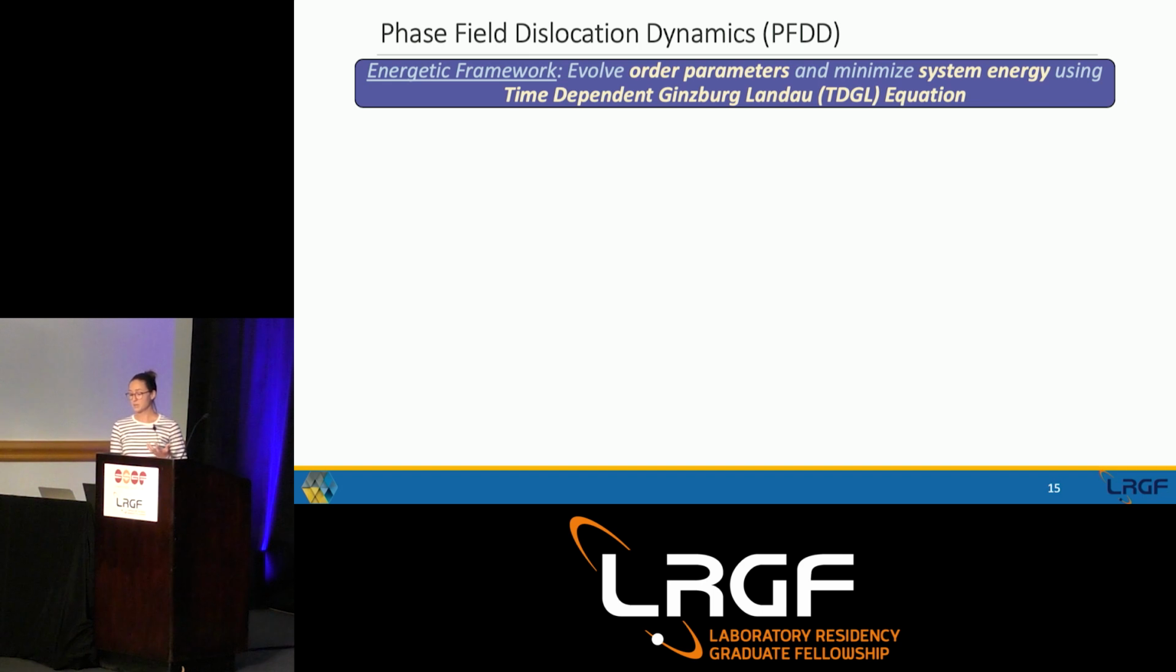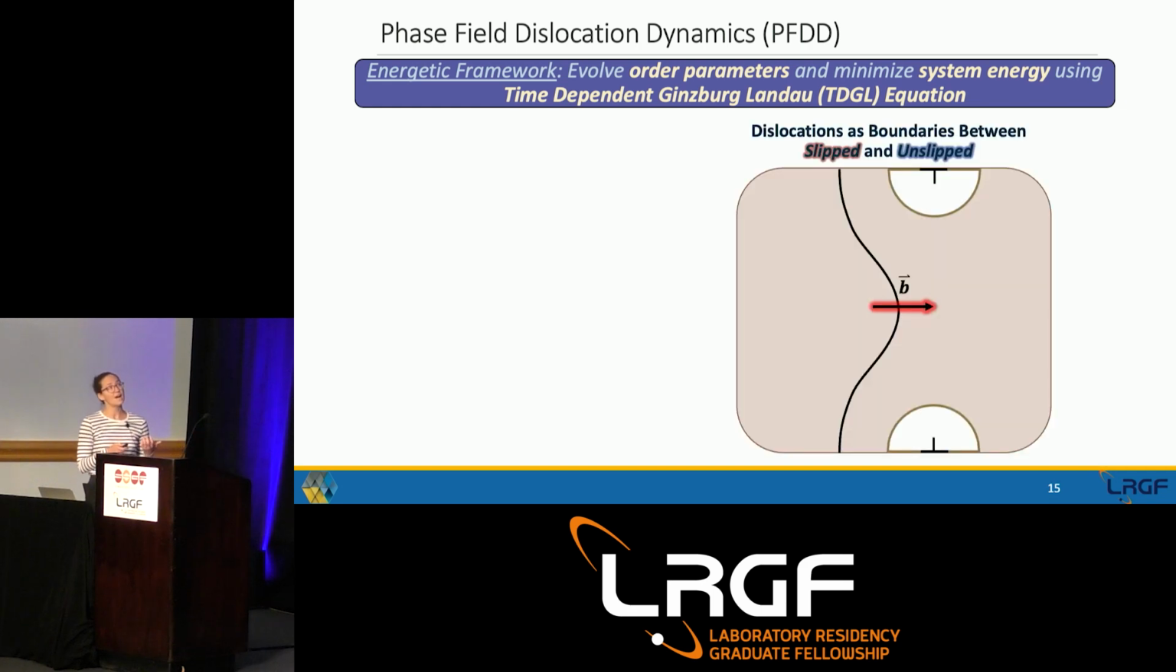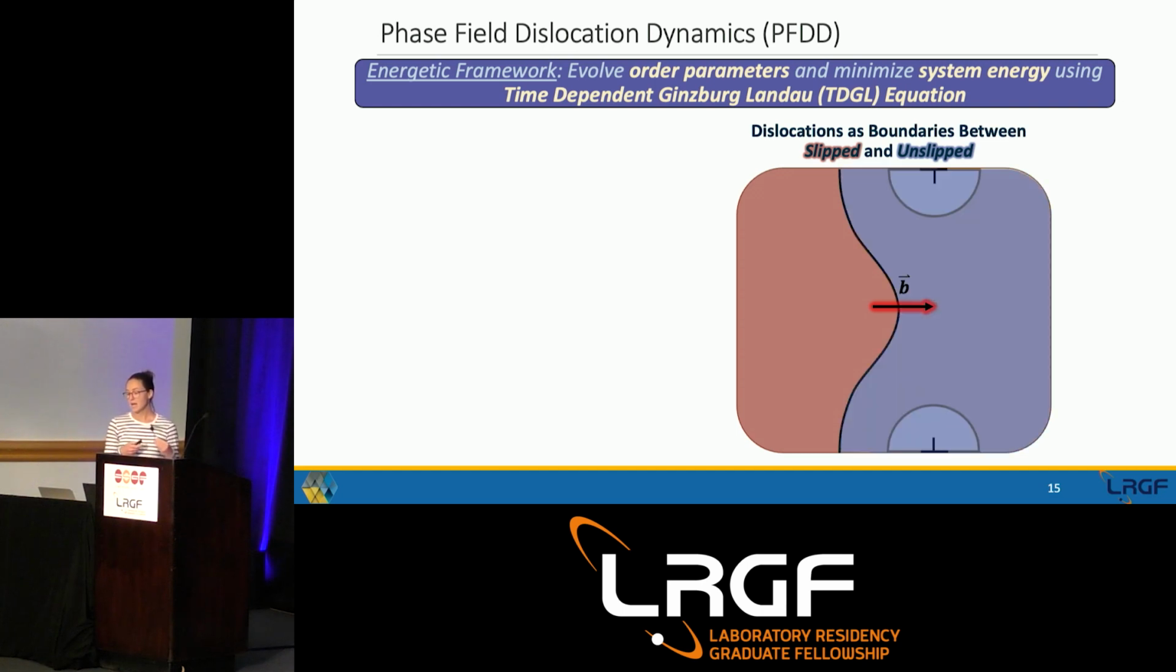Phase field dislocation dynamics is very similar, where we evolve order parameters by minimizing total system energy by using the time-dependent Ginzburg-Landau equation. So we now look at our dislocations in PFDD, and instead of treating it like this misordering in our atoms, we actually treat it as a boundary between slipped, where the dislocation has already moved and where that Burgers vector displacement has been applied, and unslipped, where we have yet to shear.